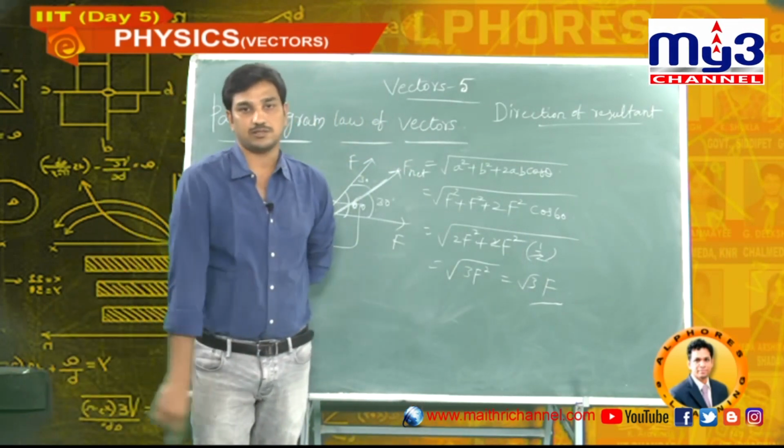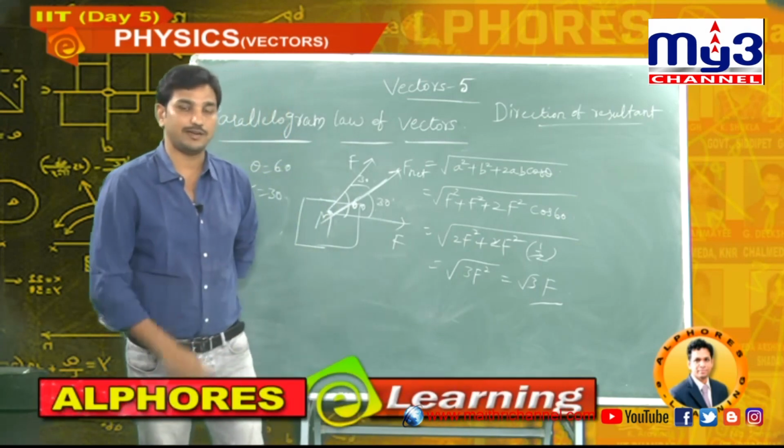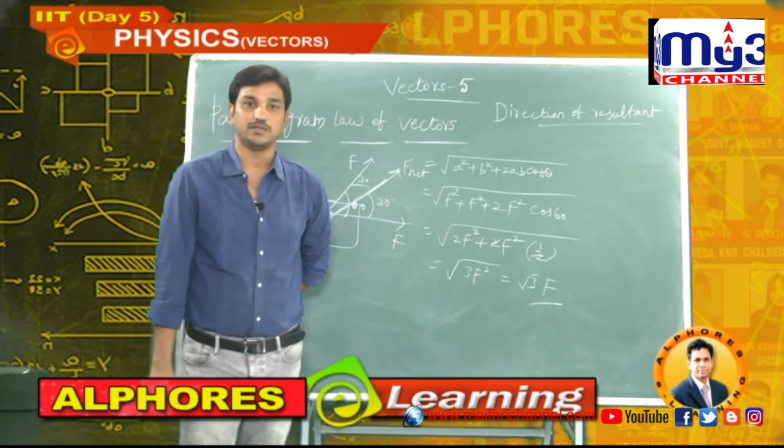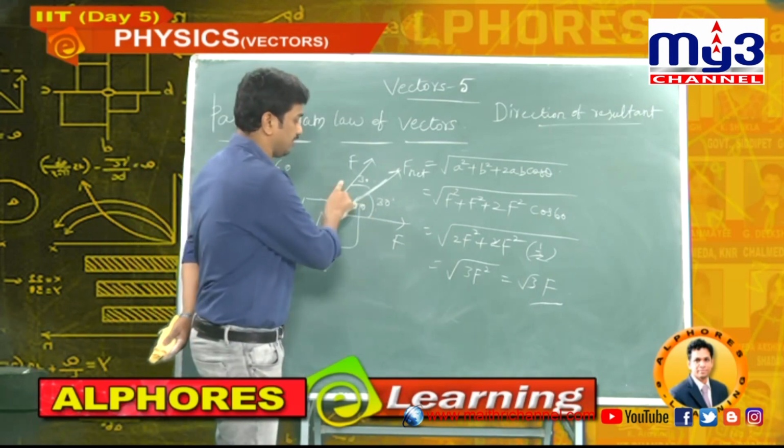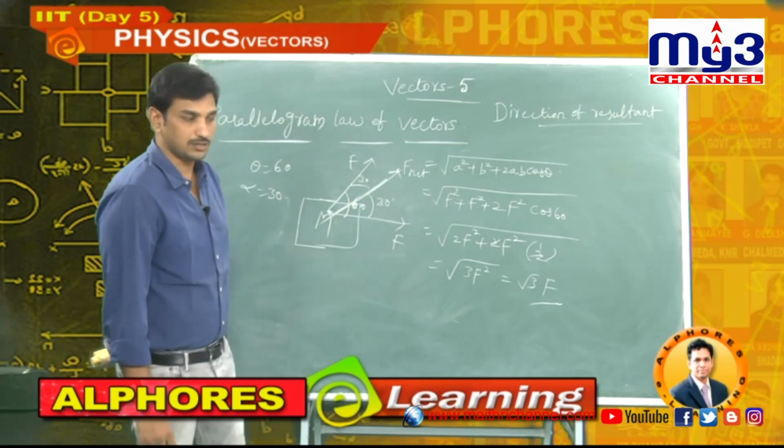Two equal forces having an angle of inclination of 60 between the two vectors: then the resultant force is root 3 F, and the angle with either one of the vectors is 30 degrees.